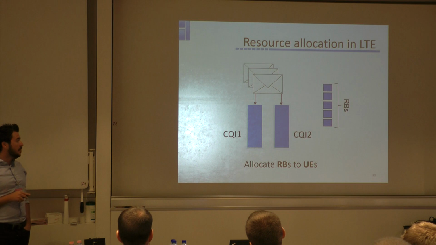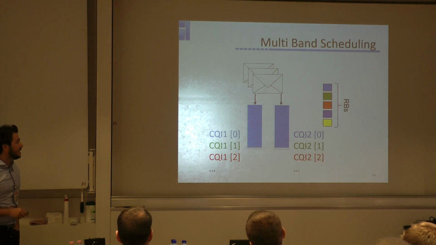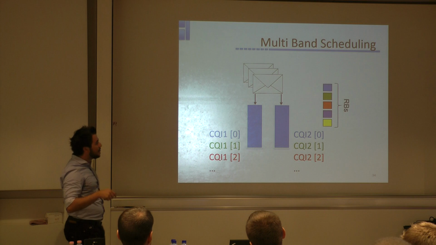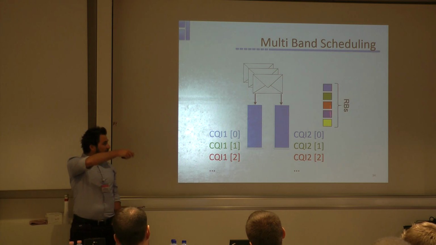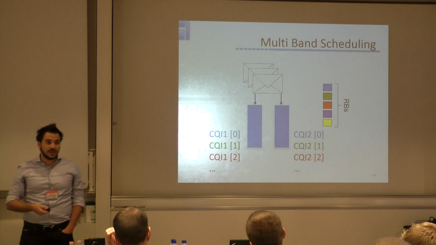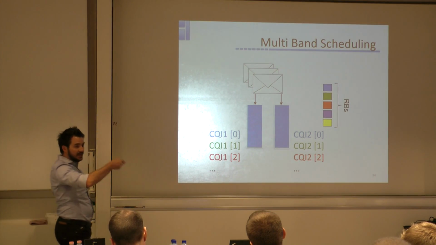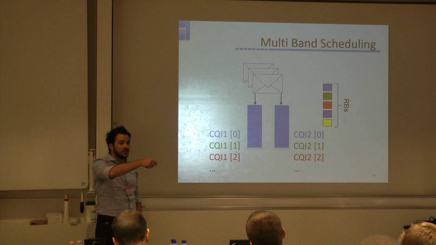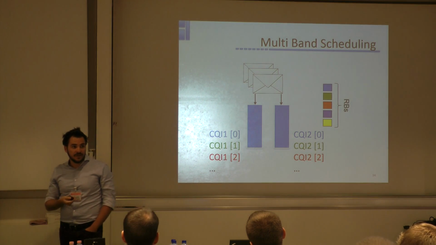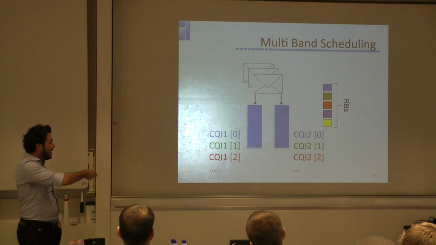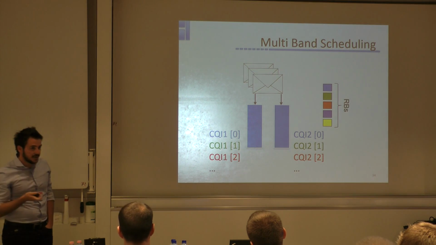Actually, this is a little more complex. So the problem can be seen as a problem of multi-band scheduling, because every resource block is different. So every user equipment, every cell phone, can experience different channel conditions, and so have a different speed on every resource block. But we have to select only one of these.